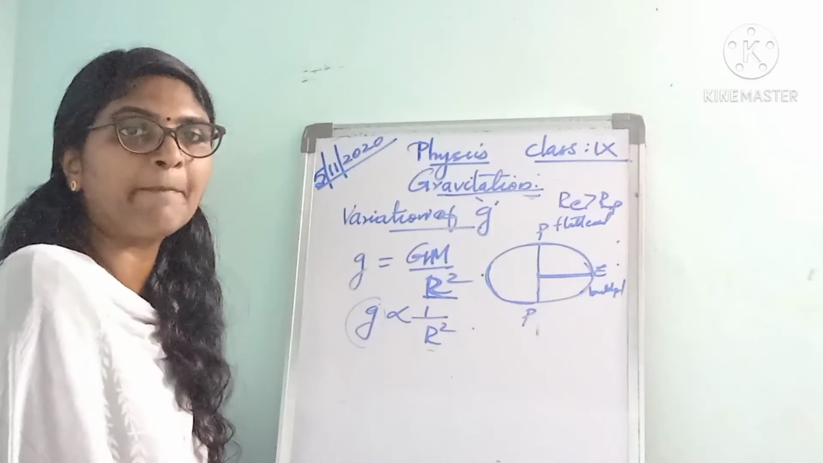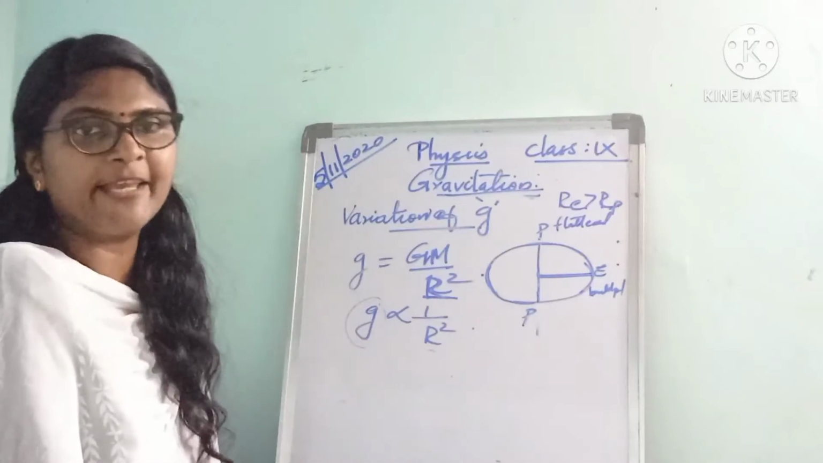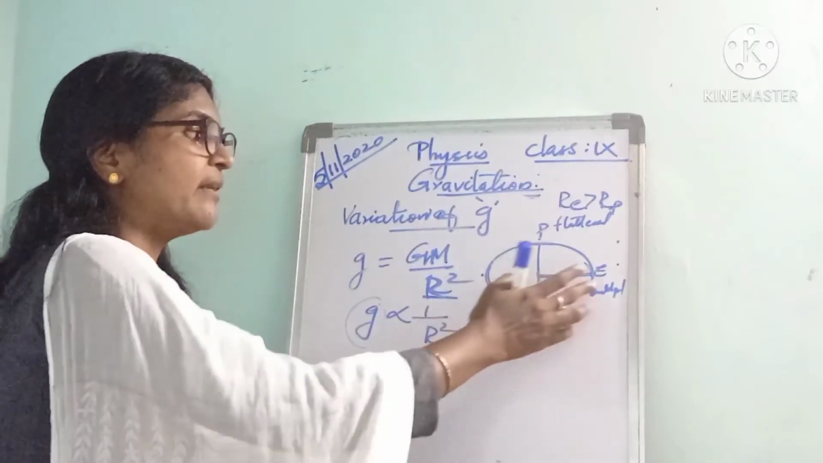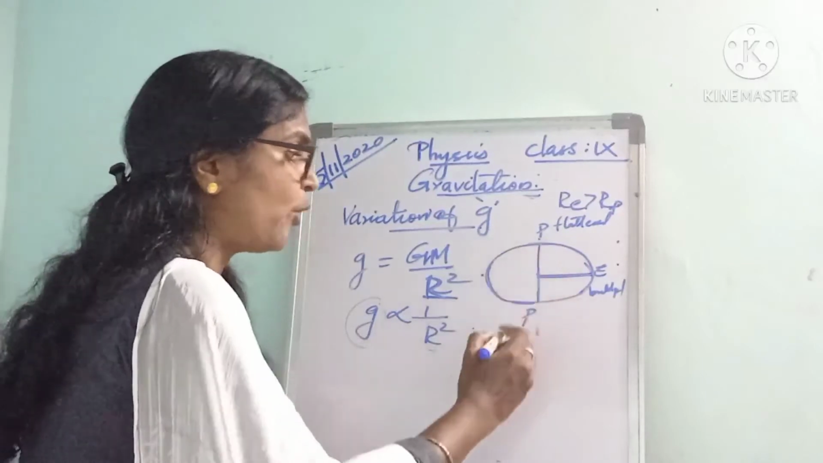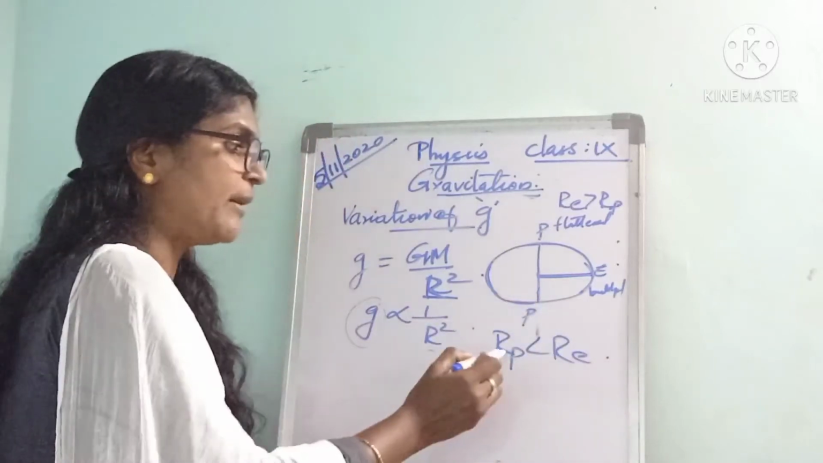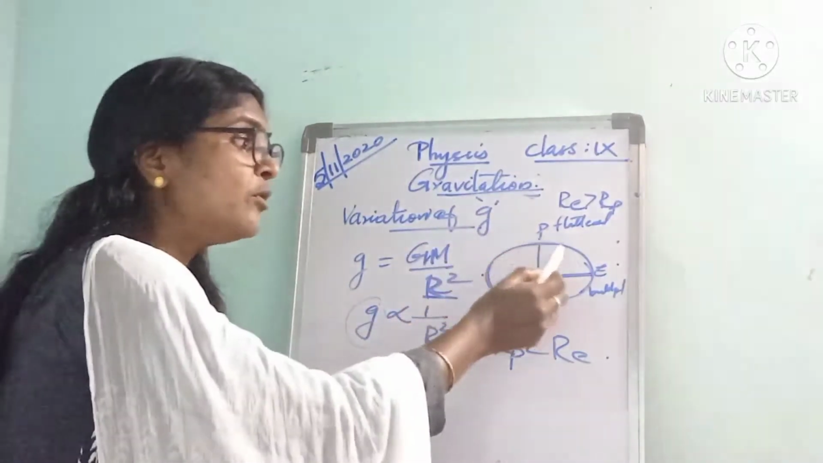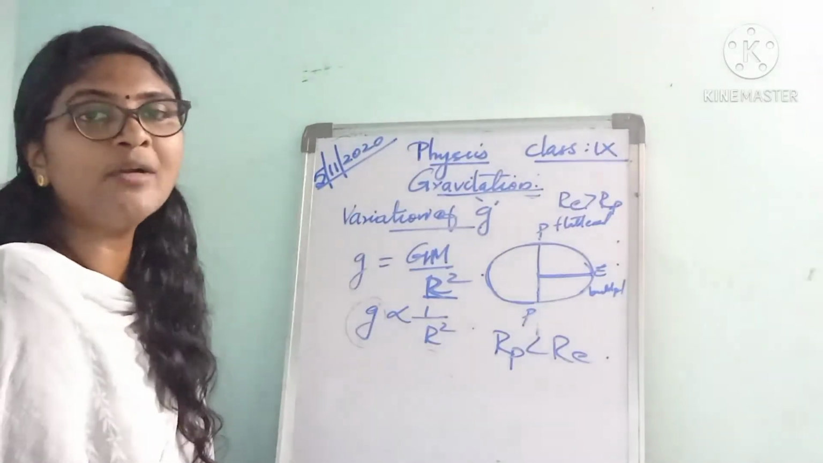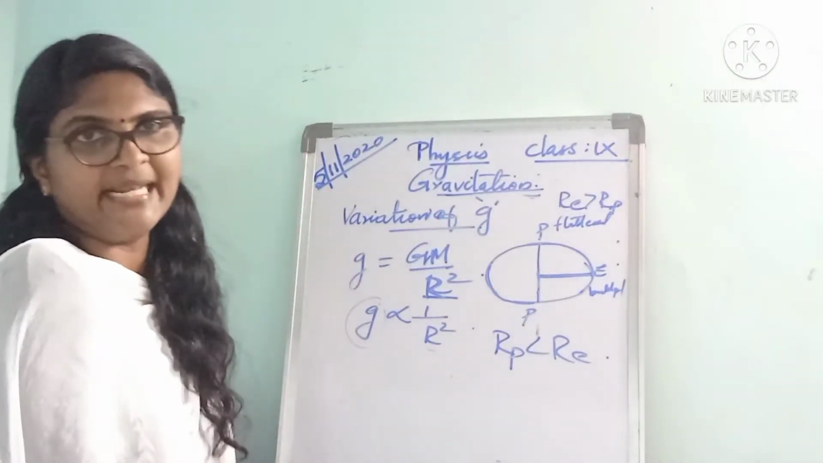You know, the Earth is not a perfect sphere. Actually it is flattened at the poles and bulged out at the equator. So we can say the polar radius, Rp, is less than the equatorial radius. That is, as we move from the poles to the equator, the radius goes on increasing.